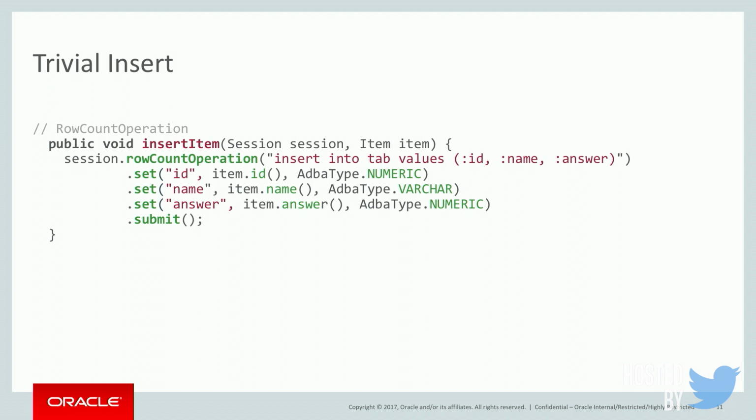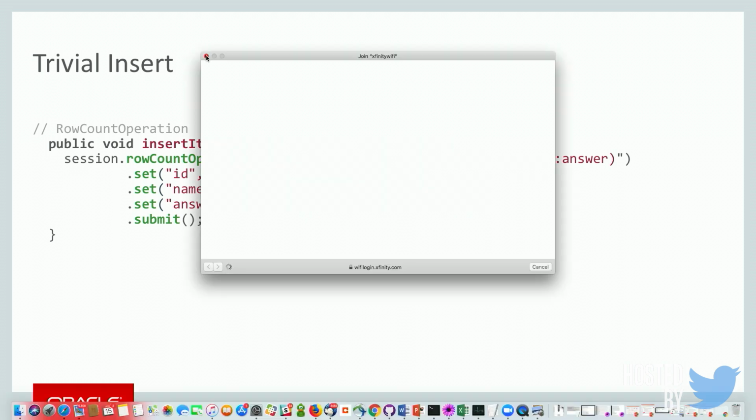In ADBA, there is no statement, prepare statement, or callable statement like JDBC. No. There are row count operations if the operation returns a count, or row operations if the operation returns rows, a series of rows. So you will see row operation, row count operation, row publisher operation, etc. These are based on the return of the operation.